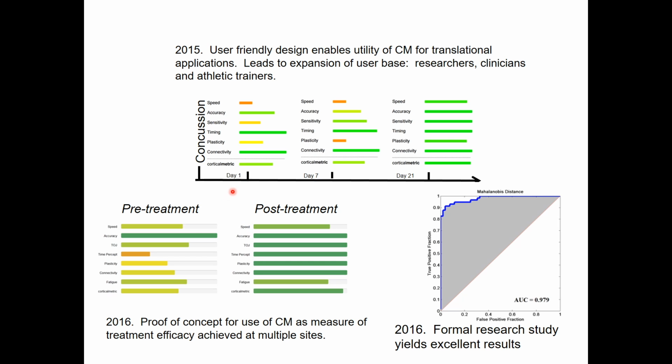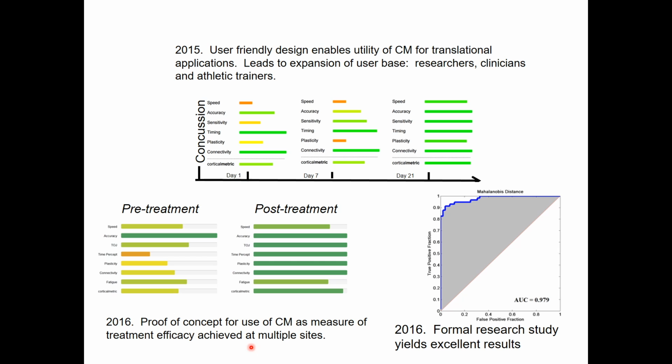In other words, if you look at this plot, it's really a lot easier to look at than the last plot that I showed you. But you can see, just intuitively, day 1, day 7, day 21, that the metrics we're tracking post-concussion on this individual intuitively look better. Pre-treatment versus post-treatment data also showed a lot of promise for using CorticalMetrics as a method for tracking treatment efficacy.